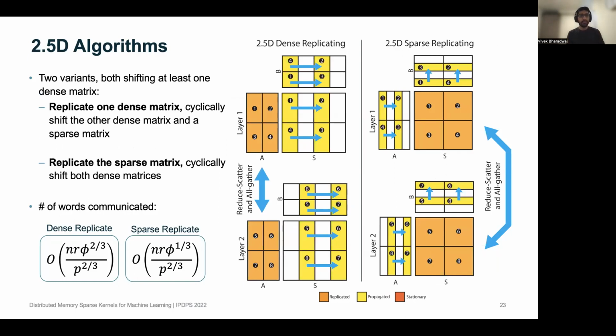For our 2.5D algorithms, again, we have two variants, and both of these shift at least one dense matrix. Given that we are shifting at least one dense matrix, you can choose to replicate one dense matrix and cyclically shift the other. And you can also choose to replicate the sparse matrix and cyclically shift both dense matrices. Now, if you look at the number of words communicated for our 2.5D algorithms, you'll notice that they're very similar to our complexity for the 1.5D case. You've got this P to the 2/3 in the denominator. For the dense replicating algorithm, you have phi to the 2/3 in the numerator. For the sparse replicating algorithm, we have phi to the 1/3. And again, the value of phi and the number of processors you have determines which of these algorithms is optimal.